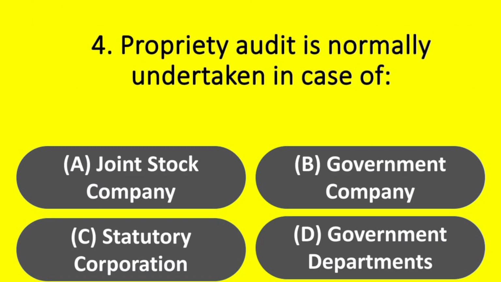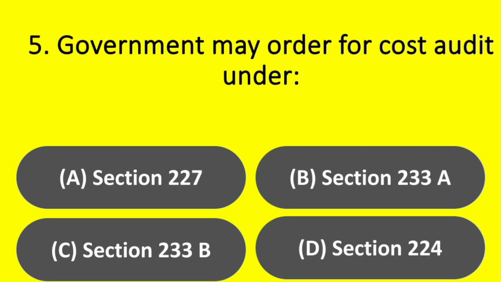Propriety audit is normally undertaken in case of: joint stock company, government company, statutory corporation, government departments. Answer: option D: government departments. Question: government may order for cost audit under section 227, section 233A, section 233B, section 224. Answer: option C: section 233B.